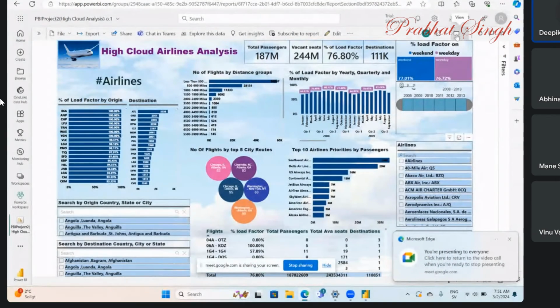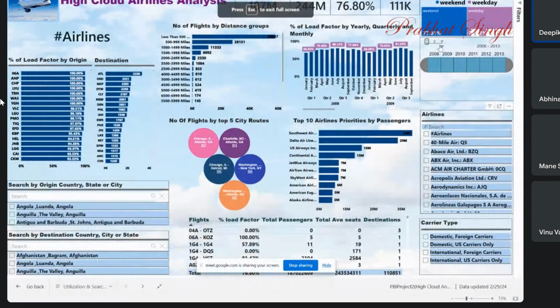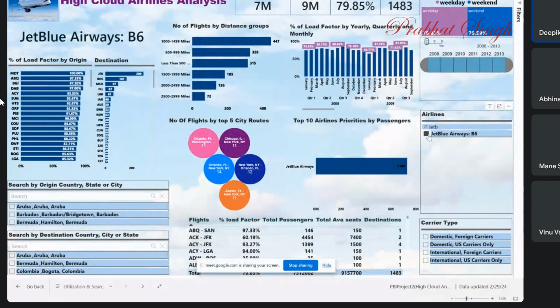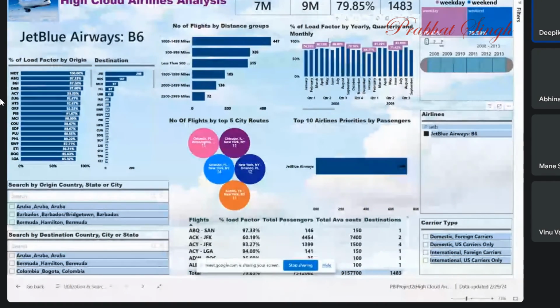On this page, we are looking at a couple of utilization metrics, load factors, and destinations for all the airlines. To differentiate, I'm just taking one individual airline, which is JetBlue. At the top of the report, we now see load factors and destinations for the JetBlue data. On the top right corner, we can see how the load factor utilization is doing on weekends and weekdays.